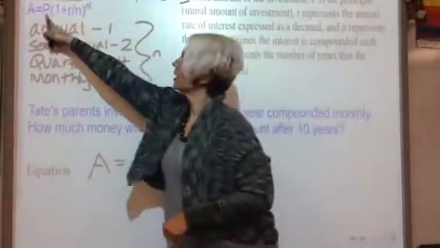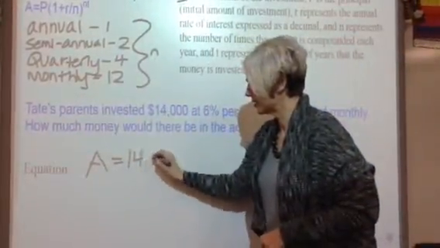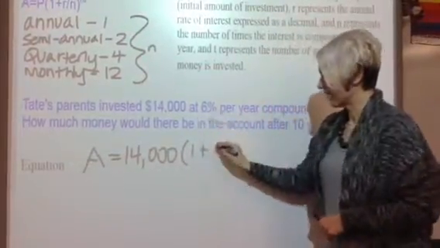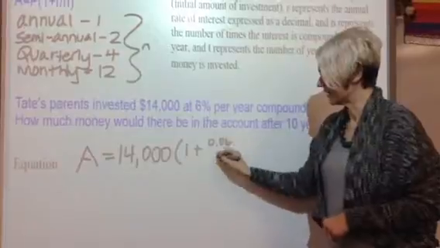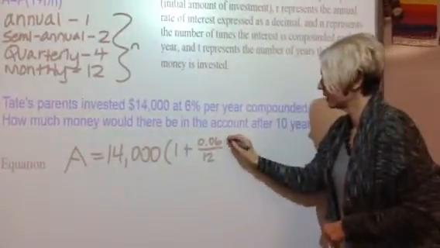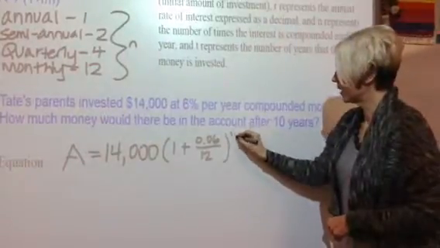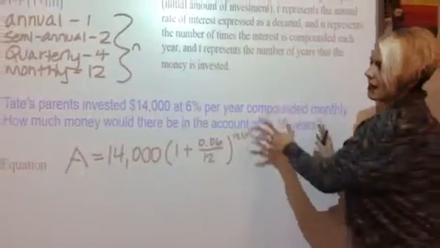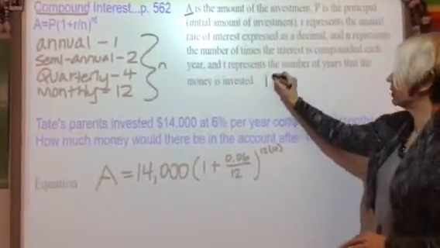P in this formula is the principal, or how much is invested, so we're going to put 14,000. 1 plus 6%, so we have 0.06. Our N, this is compounded monthly, so N is 12, to the power of 12 times 10, because our T is 10.